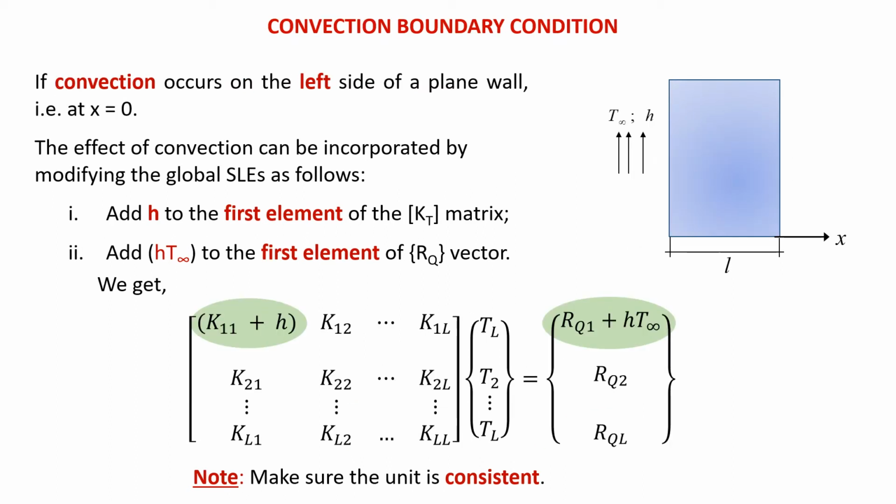Now, let's say the convection occurs on the left side of a plane wall as shown in this figure. Similarly, this effect can be incorporated by modifying the global system linear equation. If the convection occurs on the right side, we modify the last element of the K matrix and the heat rate vector. But if the convection occurs on the left side, this time we have to modify the first element of the K matrix as well as the heat rate vector as shown in the figure below.